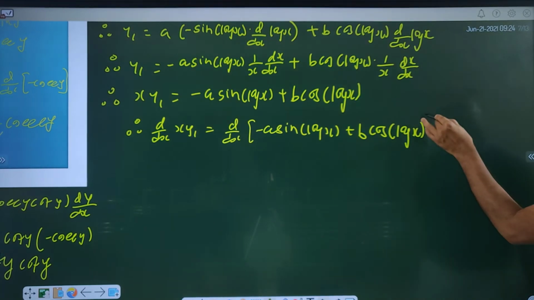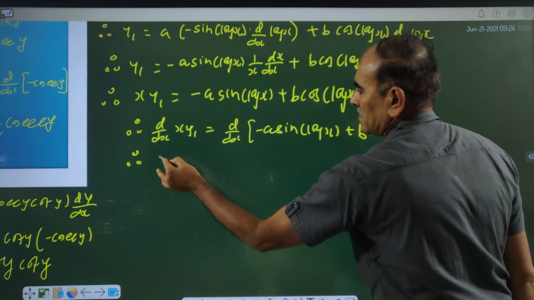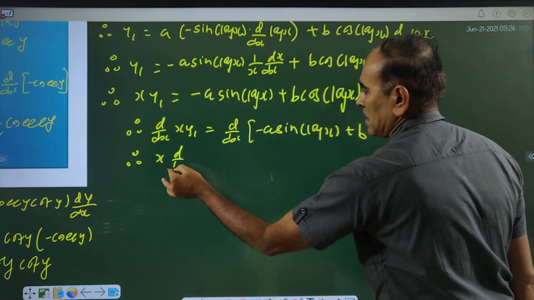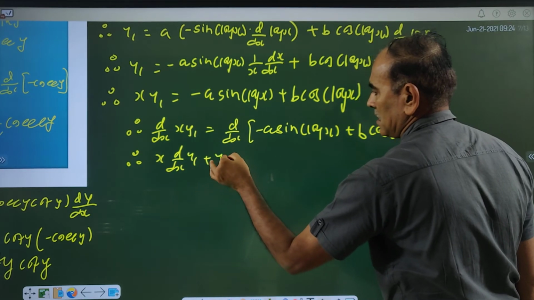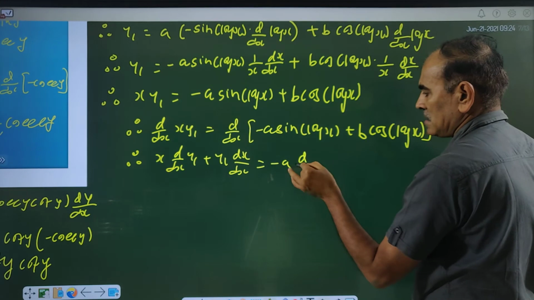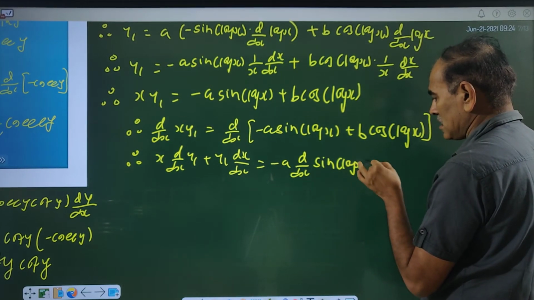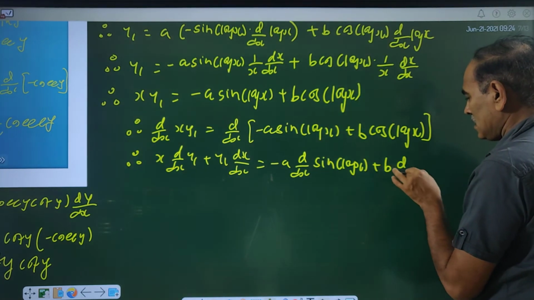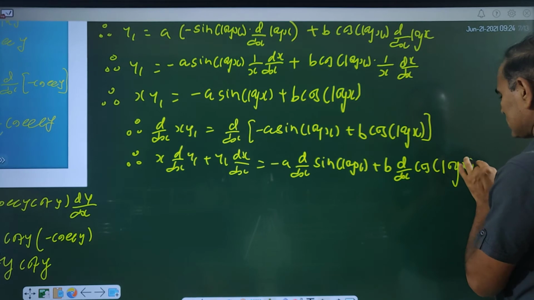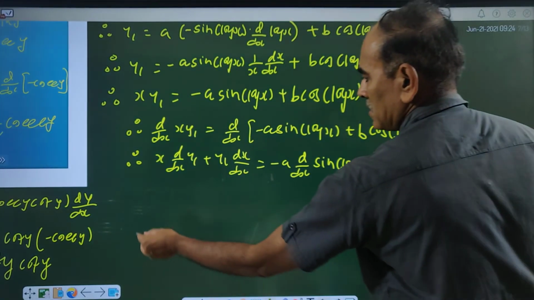So here apply the product rule. x as it is, d by dx of y1, plus y1 as it is, d by dx of x, equals minus a d by dx of sin log x plus b d by dx of cos log x. So what we get here?